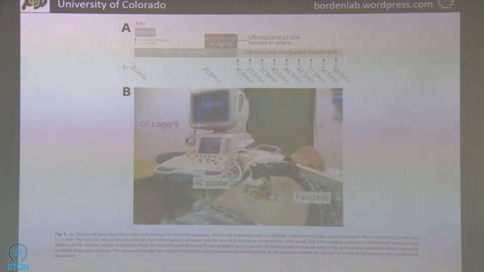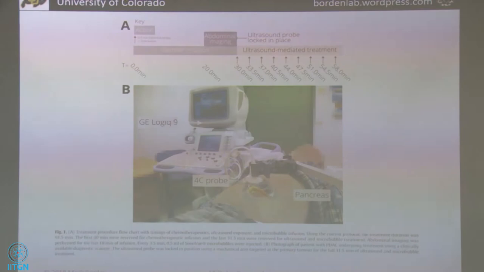it's delivered intravenously. And so the concept is, well, we know that there's a problem with this drug getting into the pancreatic tumor. So can we use ultrasound and bubbles, i.e. sonoporation, to facilitate the drug transport into the tumor? So what they do is they first infuse the drug, okay? So for about 30 minutes, they're just infusing the drug.